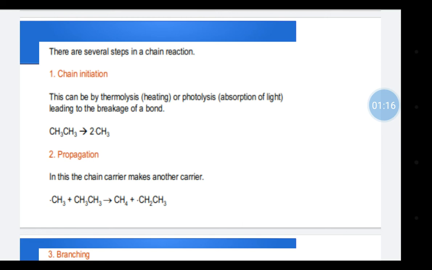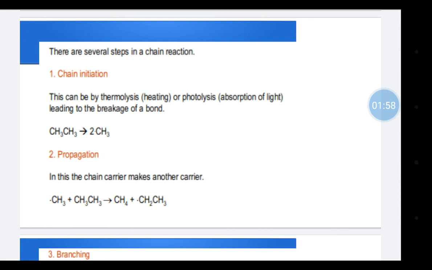One step that is found in all chain reactions is the chain initiation step. This chain initiation step can be either thermolysis or photolysis. Thermolysis involves absorption of heat and photolysis involves absorption of light. These lead to the breakage of a bond, lysis. An example is given here. Ethane molecule splits into two methyl free radicals. This is an example for a chain initiation step.